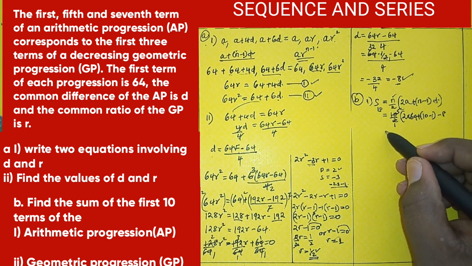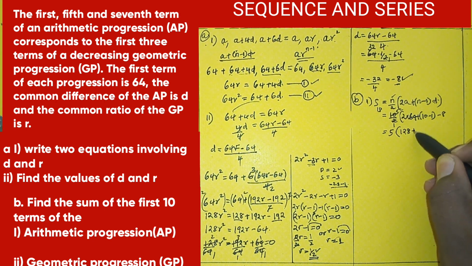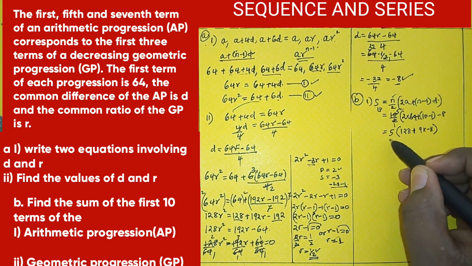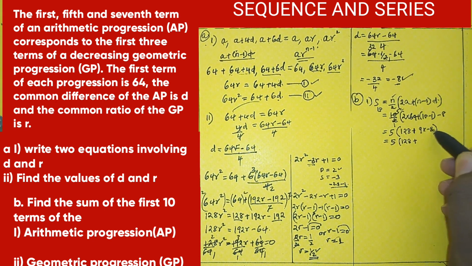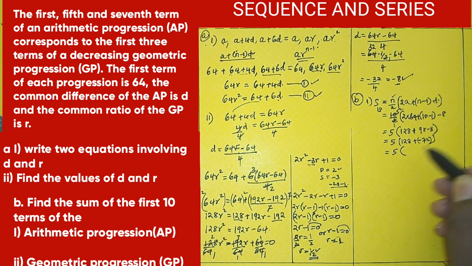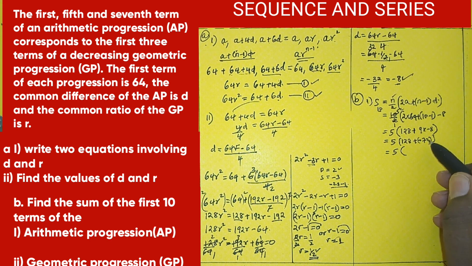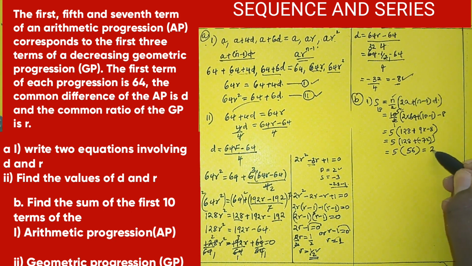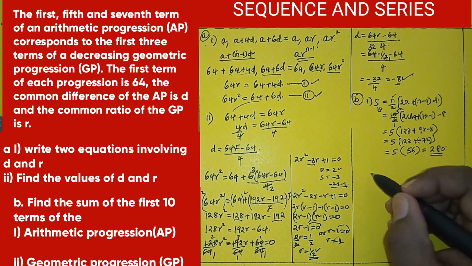10 by 2, we have 5. Therefore, we have 5 into bracket 2 times 64, that is 128, plus 10 minus 1, that is 9, times negative 8. So we have 5 into bracket 128 plus 9 times 8, we have negative 72. So 128 minus 72, we are going to have 56. And 5 times 56, we have 280. So that will be the sum of the first 10 terms of the arithmetic progression.